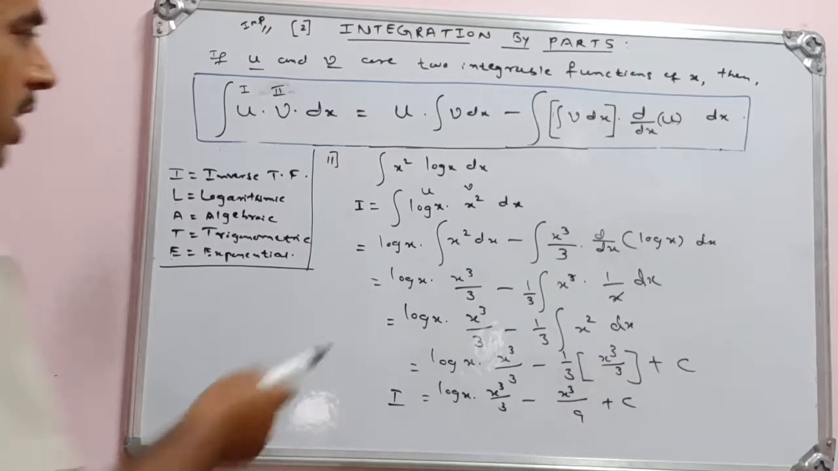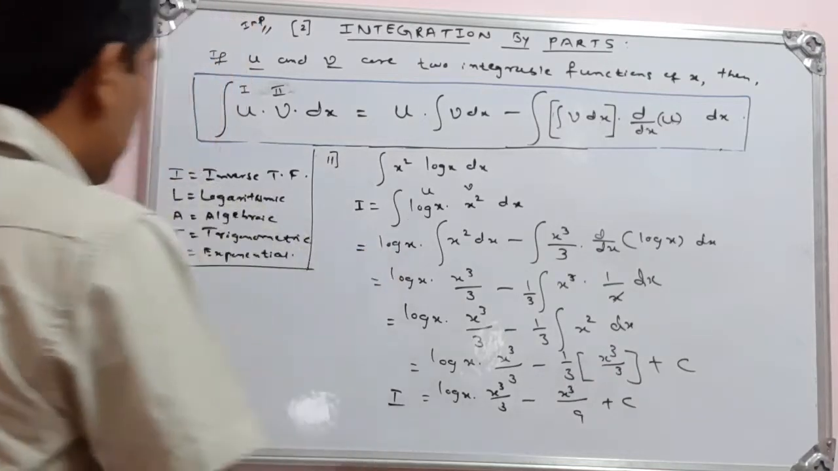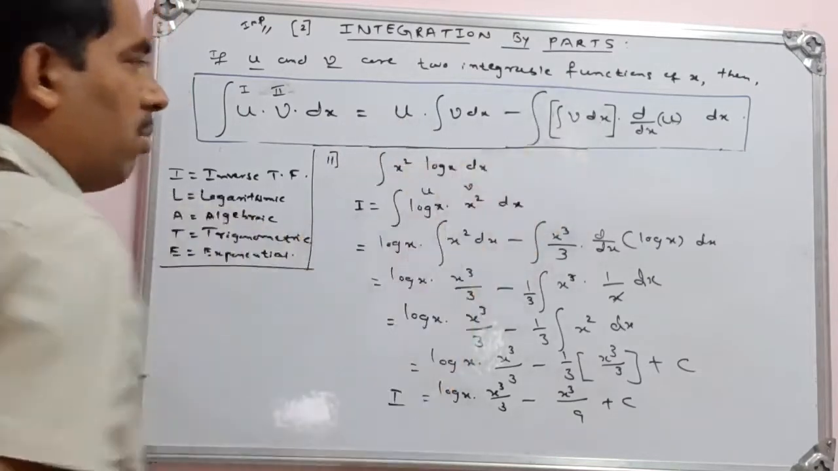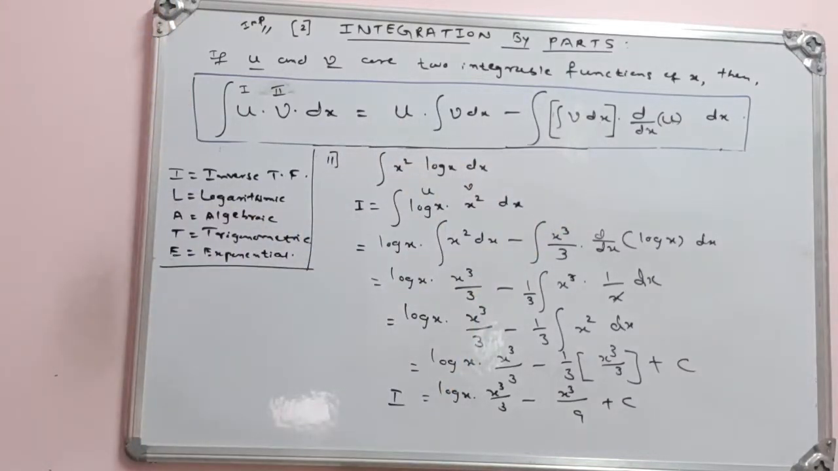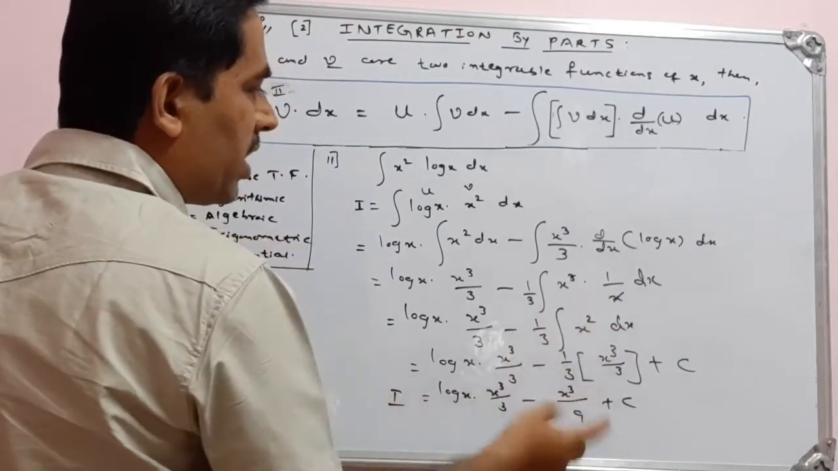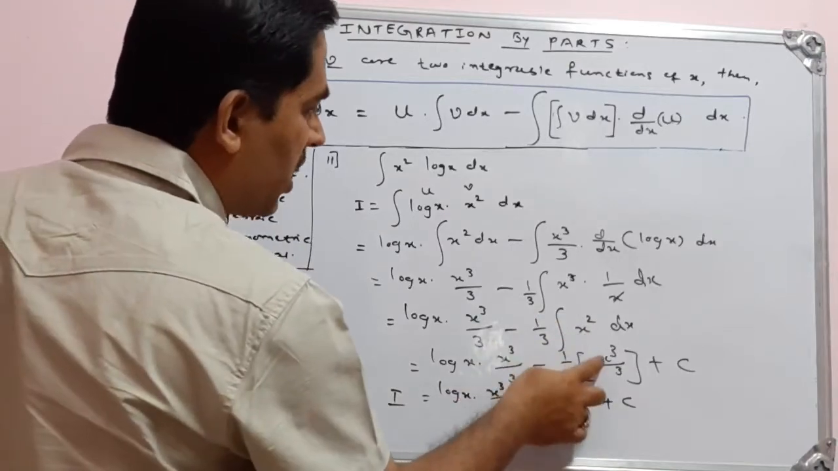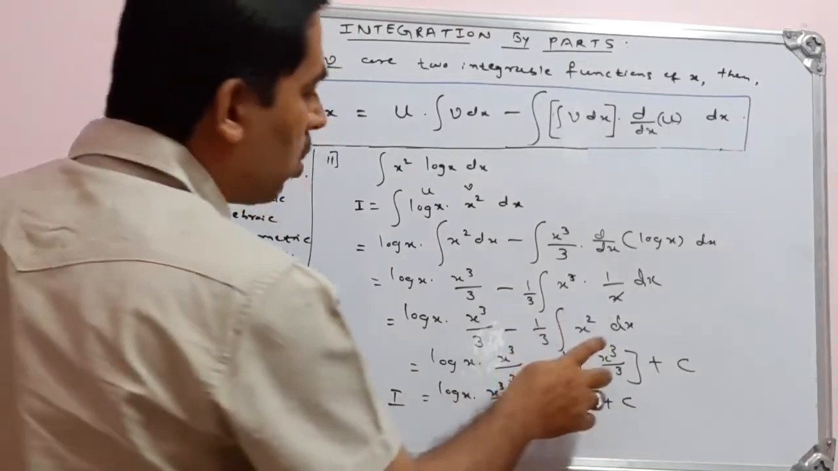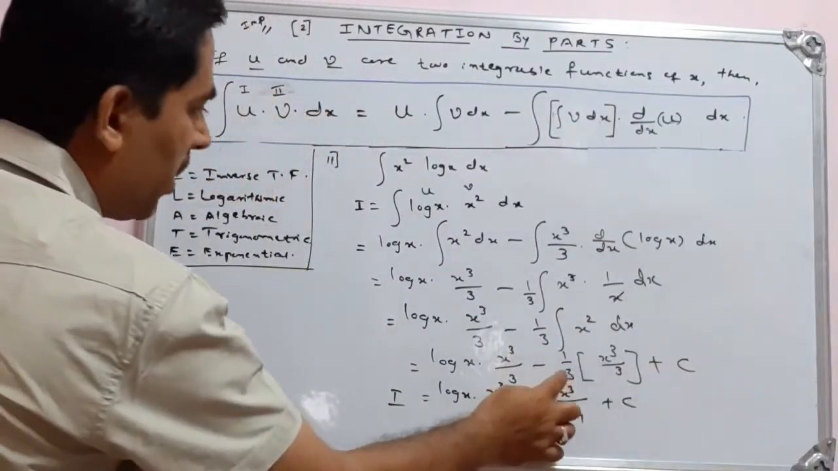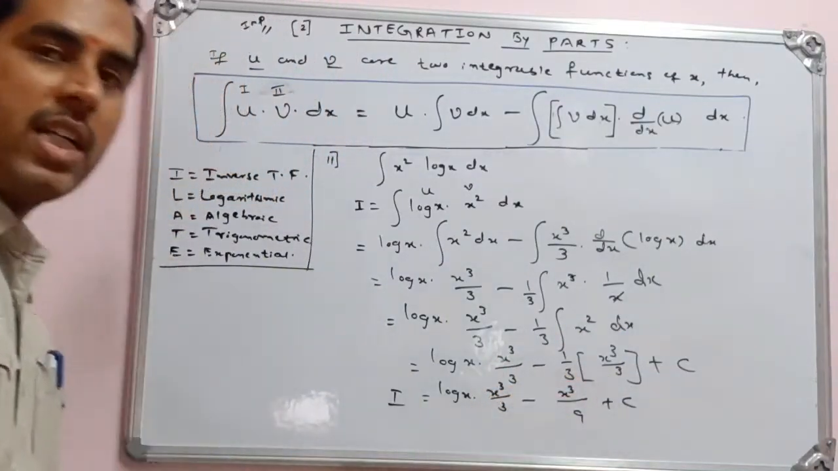Our preference is logarithmic function first according to the ILATE rule, then algebraic function, then make use of this formula. So note down the solution here. The x gets cancelled, I get integration of x square. What is integration of x square? By using the power rule, x to the power of n plus 1, that is 2 plus 1, which means 3, divided by 3, plus constant of integration. After multiplication, 3 times 3 is 9, so I will get 9 in the denominator.